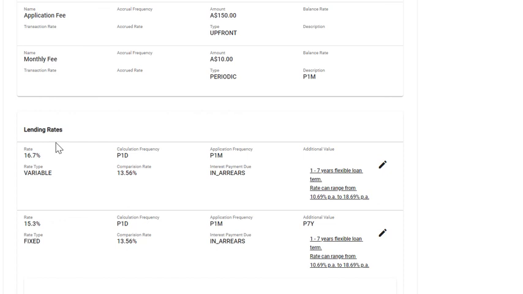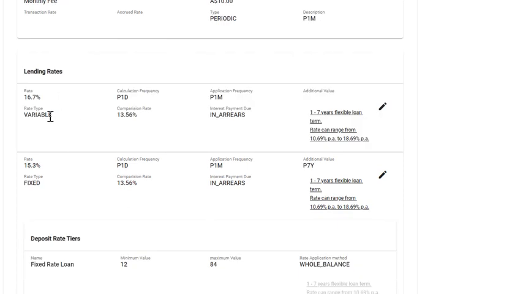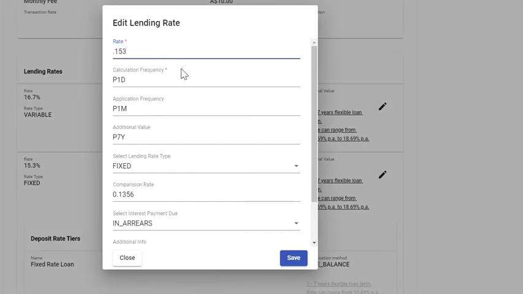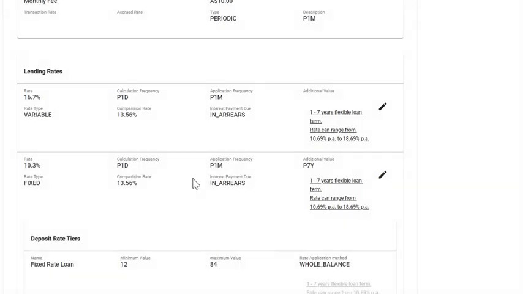So let's go to product fees, lending rates. Okay, we talked about the variable and the fixed rate before, and here they are. That variable rate is 16.7, and 15.3 fixed. Let's change that fixed rate. Let's make that a little nicer. We'll make it 10.3. Okay, so now our fixed rate is 10.3.